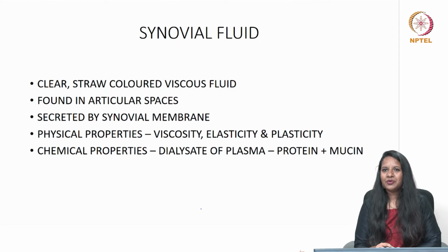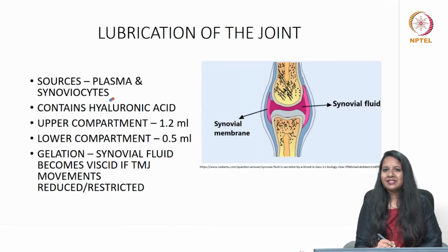Then comes the synovial fluid. It is a clear straw colored viscous fluid which is found in the articular spaces. It is secreted by the synovial membrane. The viscosity, elasticity and plasticity of this fluid is well defined and it is nothing but the dialysate of plasma, which consists of protein and mucin. So, the sources of this synovial fluid are the plasma and the synoviocytes which are present in the synovial membrane. It contains hyaluronic acid making it more viscous.